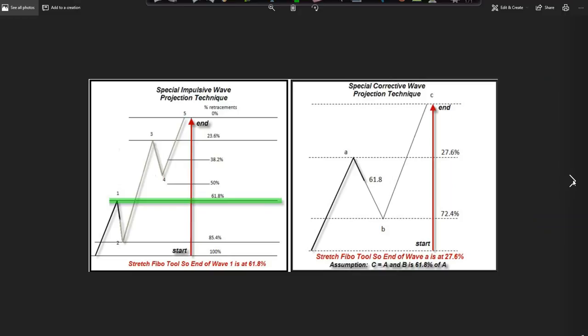So there's some special tools and special settings. And this is all in one document at some point for you. I'm going to be quiet about that for a minute. And they're pretty cool. They are other projection techniques. There's a thing called the magic Fibo.